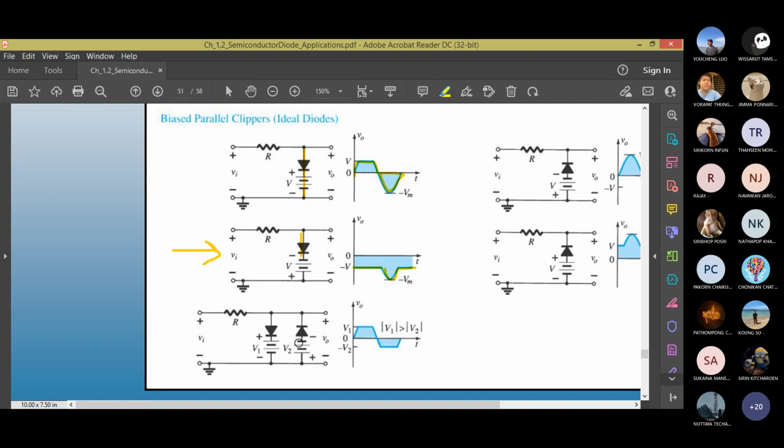And if you have two parallel diodes in a clipper with biasing, what happens in the positive half cycle? You're gonna get V1 for the positive half cycle because this one is short, and then plus minus V1. For the negative half cycle, this one is open, the second one is closed, you get negative V2. So the waveform becomes like this, with some assumption that the absolute value of V1 is greater than the absolute value of V2.